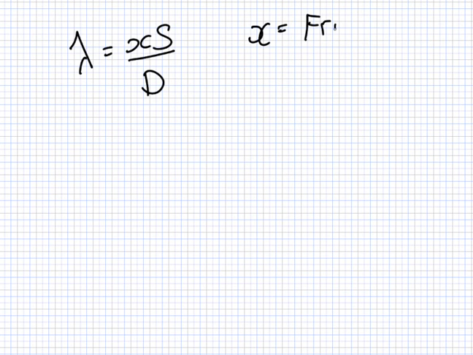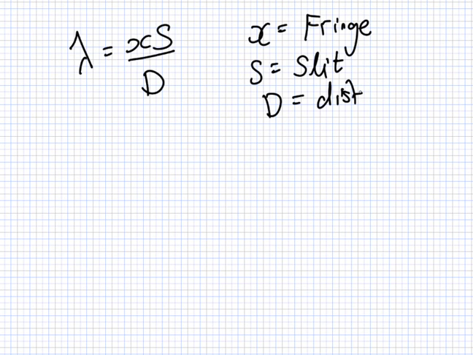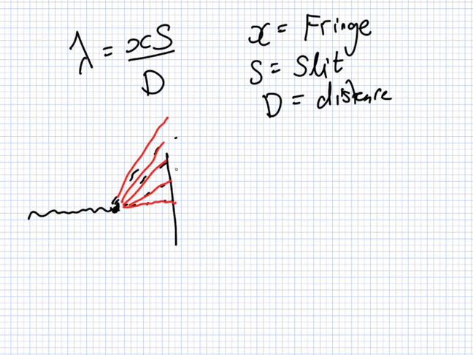So the other formula you have, I'll write it down here. Lambda equals xs over d, where x is the fringe spacing, s is the slit separation, and d is the distance to the wall. So in my example here, N0, N1, N2, N3, N4. Please be careful. The x is the distance between each of the dots. So you have x, x, x, and x. So when you get your answer for x, you have to multiply it by 4.